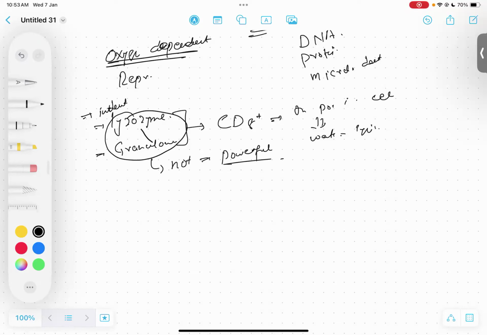Okay, doctors? So let's move to the important topic, that is hypersensitivity reactions. Can anybody tell me how many types of hypersensitivity reaction are present? Anybody? Four types. Four. Can anybody define hypersensitivity?